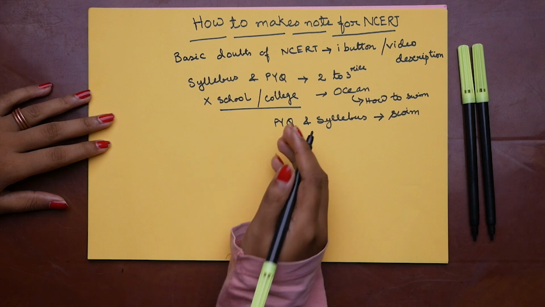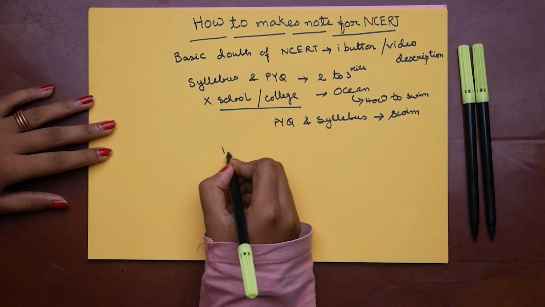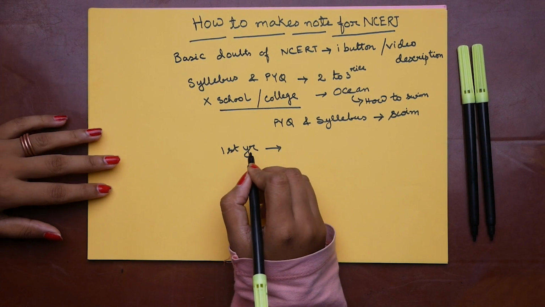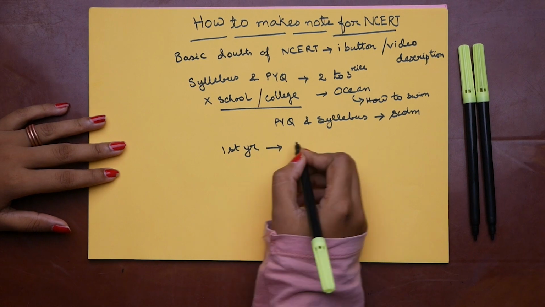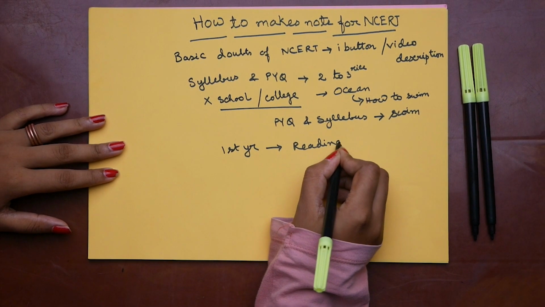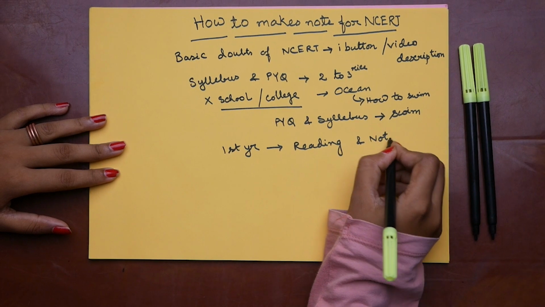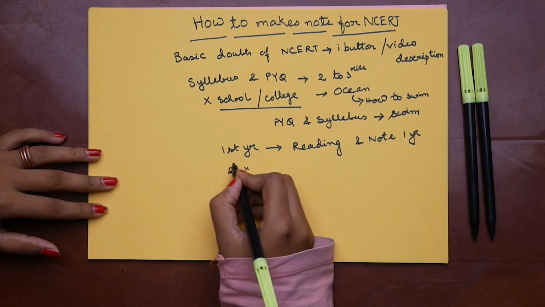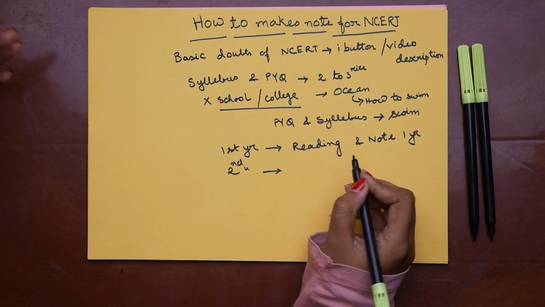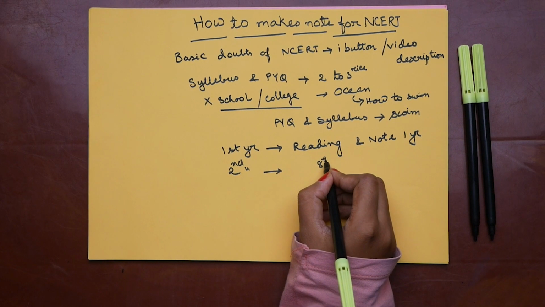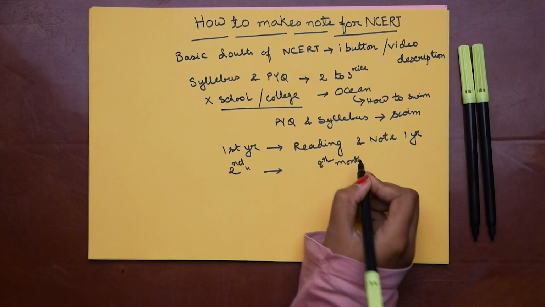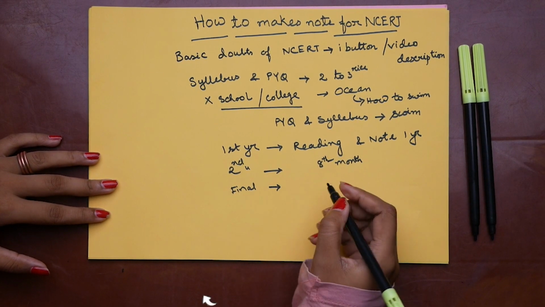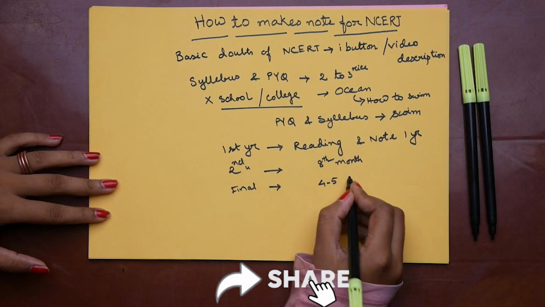Now let's come back to today's agenda. If you are a first year college student, then don't run behind the notes. You should start the NCERT reading first and then complete this note making process within 1 year. Next, if you are in the second year, then do the same process in 8 months. And if you are in the final year, then complete the same in 4 to 5 months.